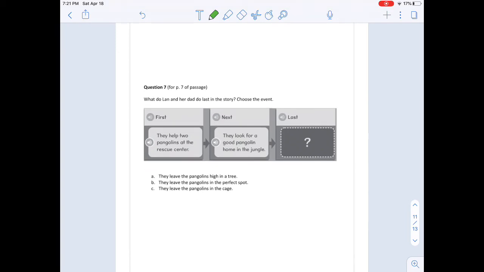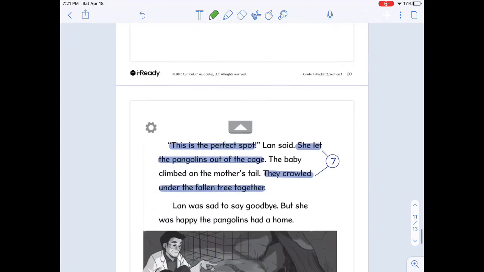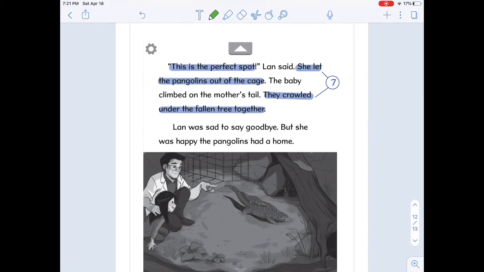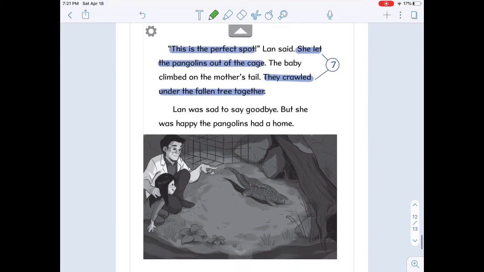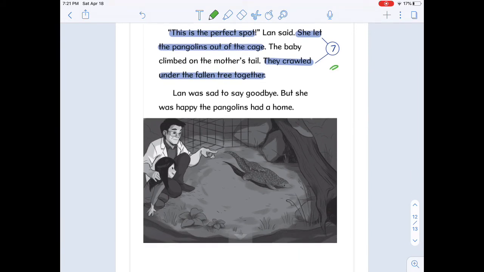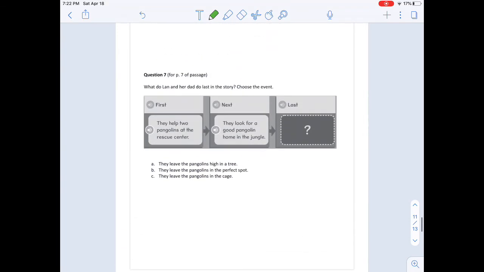Now, boys and girls, all we needed to do on the last question was to tell how the story ended. So let's go back. That's an easy reread. You just go back to the last page. "This is the perfect spot," Lan said. She let the pangolins out of the cage. The baby climbed on the mother's tail. They crawled under the fallen tree together. Here's the cage. It's wide open, isn't it? And they are going where? They're going under the tree.